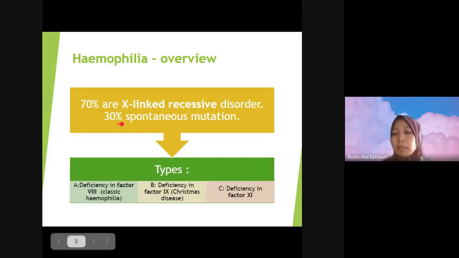Kenapa yang 30% ni boleh dapat hemophilia A? Mungkin ada spontaneous mutation of the factor 8 gene. So we've got several types of hemophilia. As I introduced just now, we have hemophilia A, a deficiency in factor 8, hemophilia B for factor 9, another name is Christmas disease, and we've also got hemophilia C, a deficiency of factor 10, a very, very rare genetic disorder.